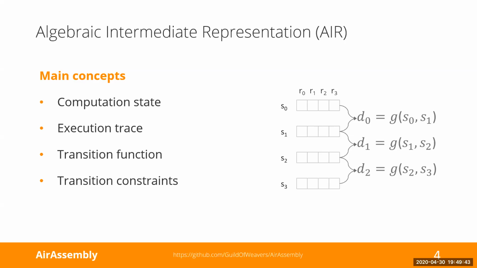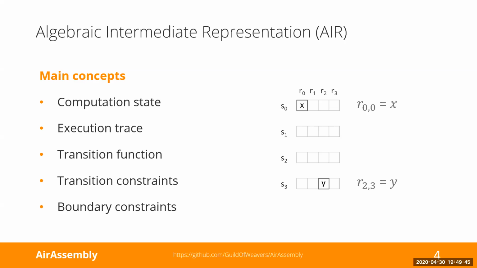And the last thing is boundary constraints, and those constraints allow you to specify that at a given step in the computation, a given register has to have value X or Y or whatever. This is a way for you, for example, to check if at some intermediate step in the computation a given value is equal to some predefined value, things like that. Underneath, in reality, transition constraints and boundary constraints are really the same thing, but conceptually it makes sense to think about them separately.